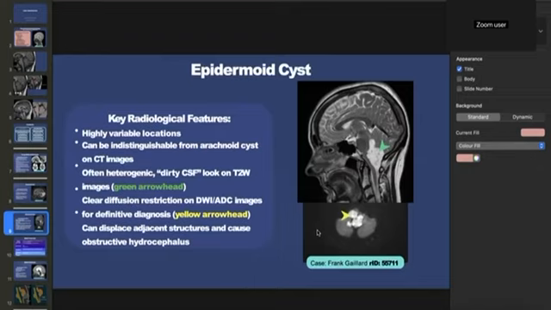This is an image of epidermoid cyst. Often heterogenic and dirty CSF look on T2 weighted images, as shown in the green arrow. Diffusion restriction can be seen, as shown in the yellow arrow.